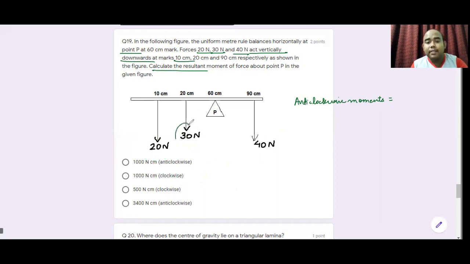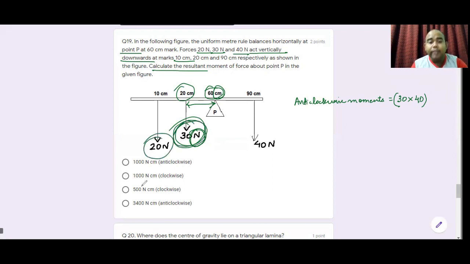तो सबसे पहले हम इस 30 Newton का निकालते हैं. So force हो गया 30 into the distance. What is this distance? 60 minus 20. So this is 40. So this 30 into 40 Newton centimeter, क्योंकि यूनिट हमारा यहाँ न्यूटन है और यहाँ सेंटीमीटर है, so न्यूटन सेंटीमीटर यूनिट होगा इधर. So 30 into 40 Newton centimeter is the anti-clockwise moment produced due to this 30 Newton force.